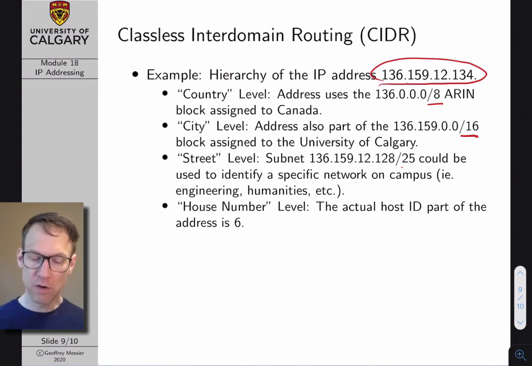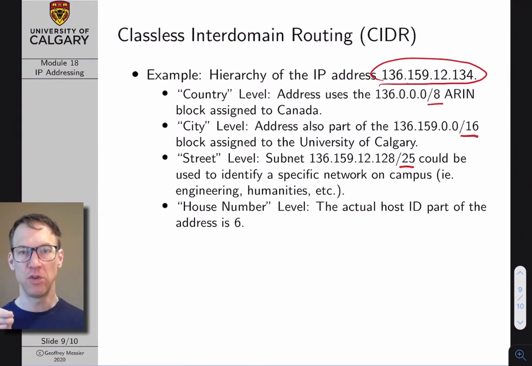Then within the University of Calgary, maybe the first 25 bits, including the 136.159 and then adding 9 more bits on top of that, could be used to identify a specific subnet. So that's kind of like the street level. And then the final host ID is the actual house number that allows us to deliver the packet to a specific spot.